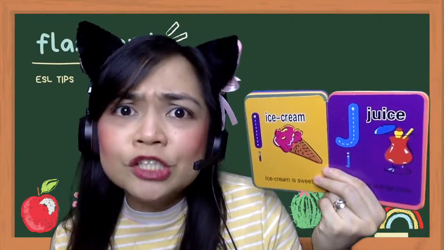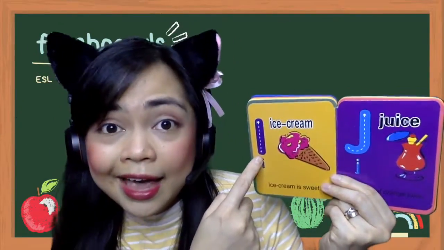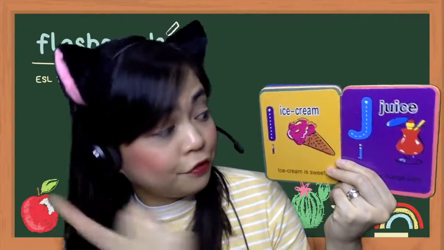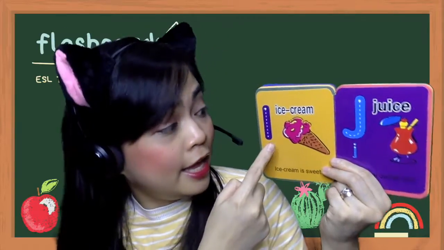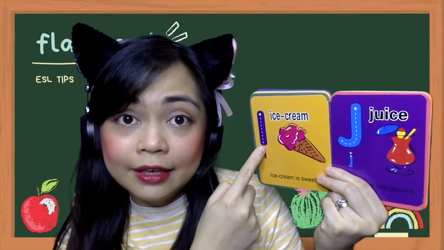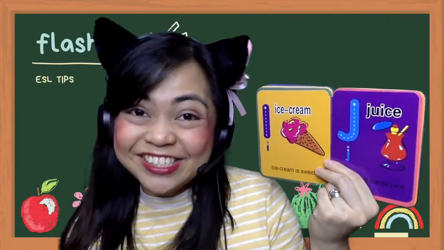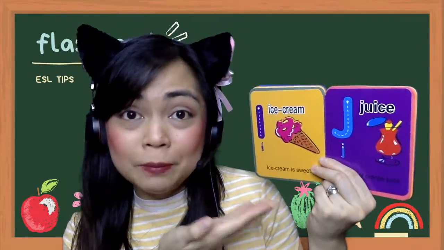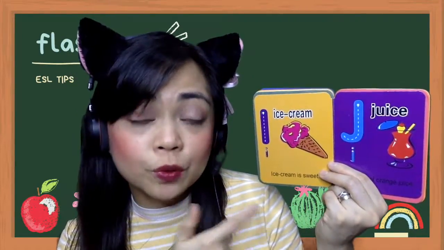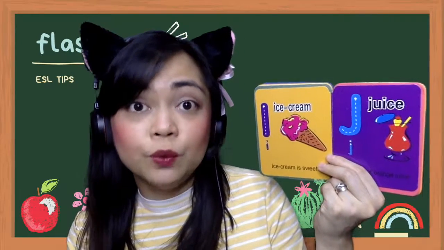Let's say you're introducing the letter I. You could just simply point your finger to the letter I and say, this is the letter I. I, I, I. You see, this facilitates learning because this is going to be like a visual stimulus for your student to understand what you're trying to say.